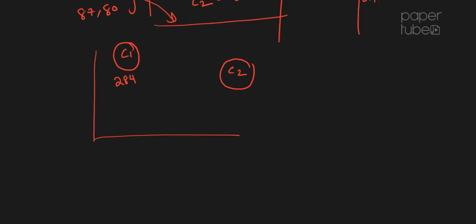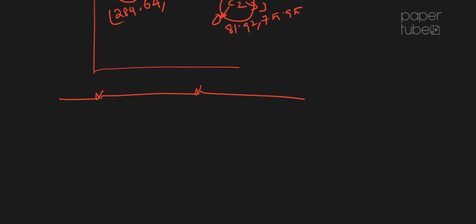C1 is 284.64, 41.89, and the other cluster center is 81.92, 75.95. And if you plot the actual given data set, you will see something like that. This cluster center will be in the middle of all the 3 points, and this cluster center will be in the middle of all the 3 data points that belong to category 2. So that's the solution for this problem.